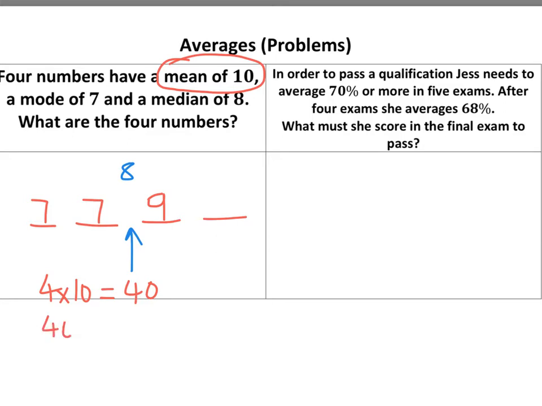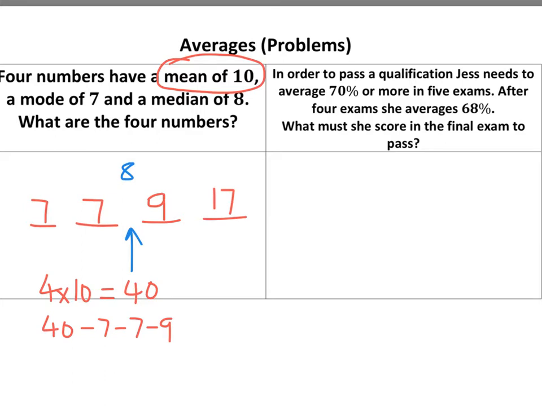So we've just got to do 40, take away the 7, take away 7, take away 9, and we should end up with 17. Let's just check that. 14. So yes, there you go. That's 40. Now then, on the second question, I'm going to change colour here. I'm going to go to green.